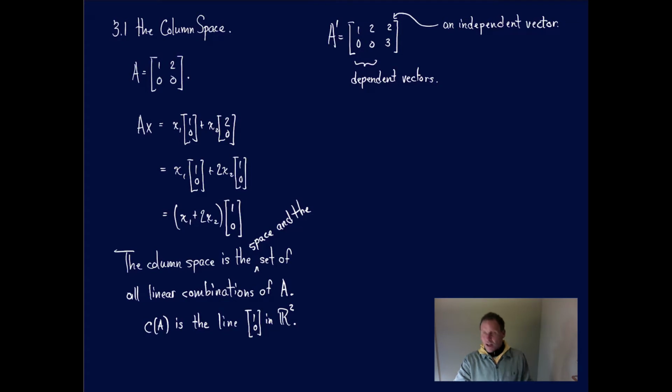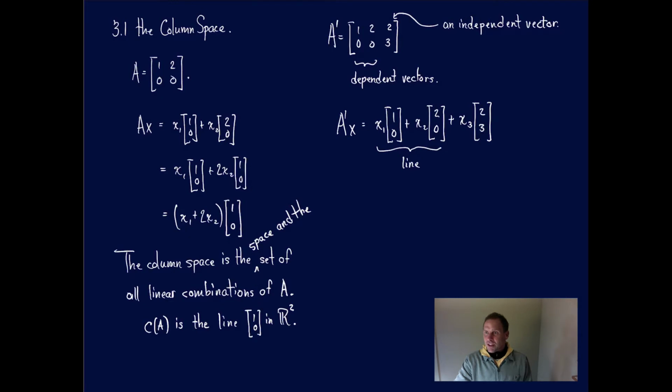Well, if you have independent vectors, then I could take my A prime times X. The linear combinations are X1 times (1, 0) plus X2 times (2, 0) plus X3 times (2, 3). We said that these two just created a line, but now we add another line. So if we have two different vectors, what do we have?